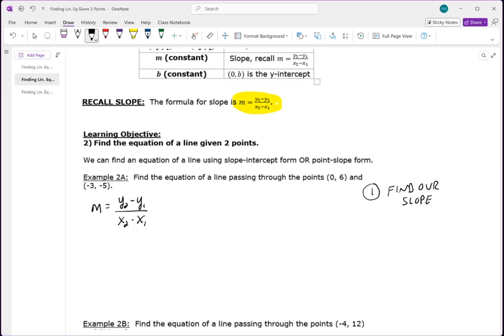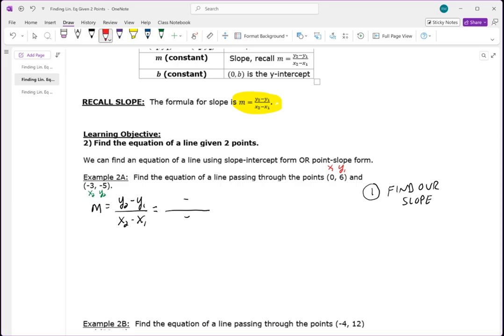And we just really need to label our points. So this might be my first point, so x1, y1, and then maybe this is my second point. You can label this one your first point and the other one your second point if you want. The key is that you just keep your points together.